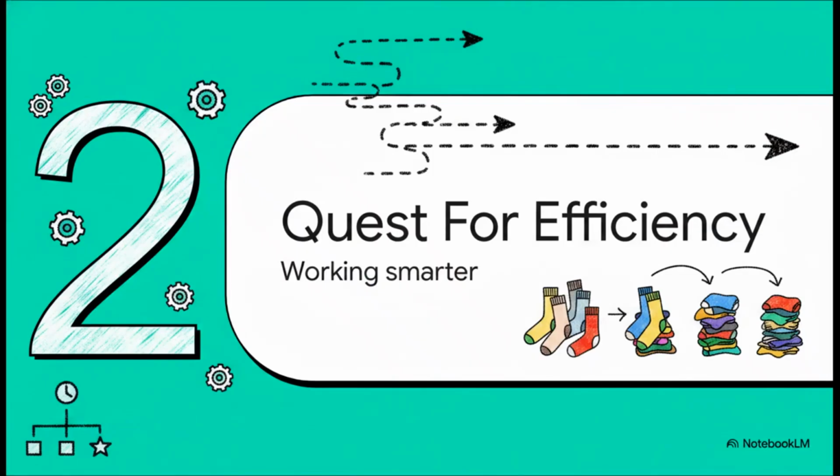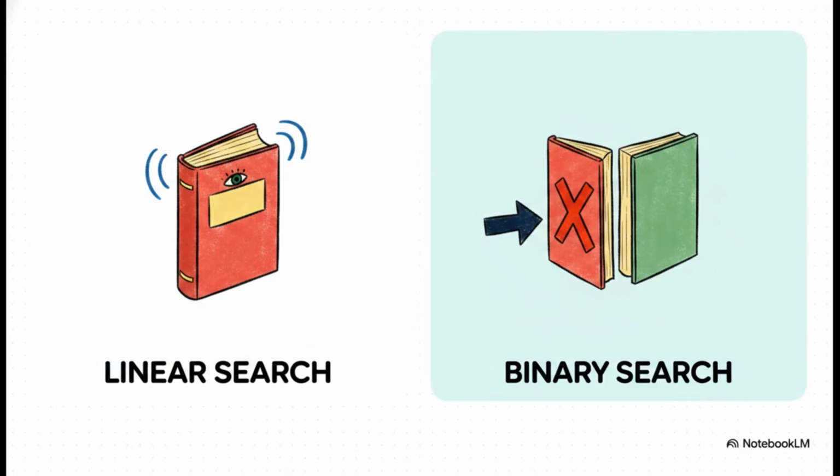Moving on to Section 2, the quest for efficiency. Working smarter, not harder. So while multiple algorithms can solve the exact same problem, like different ways of sorting those laundry socks, computer science is obsessed with finding the absolute fastest, most efficient route.